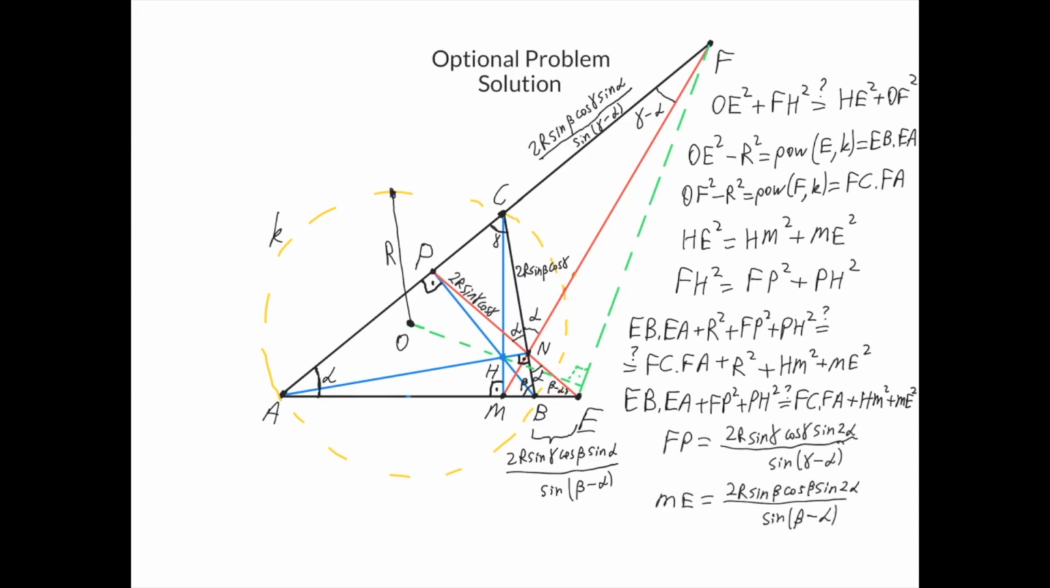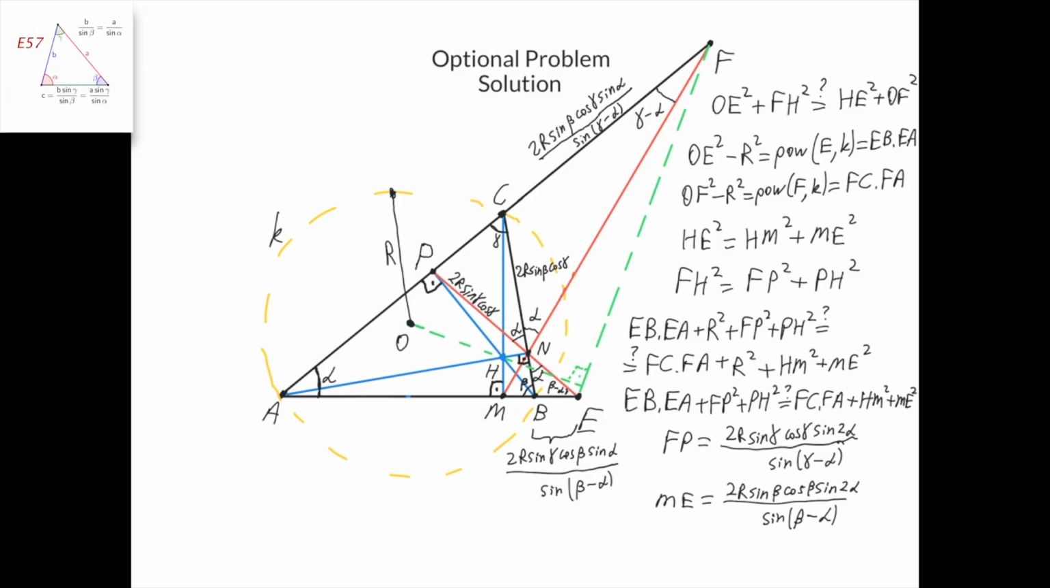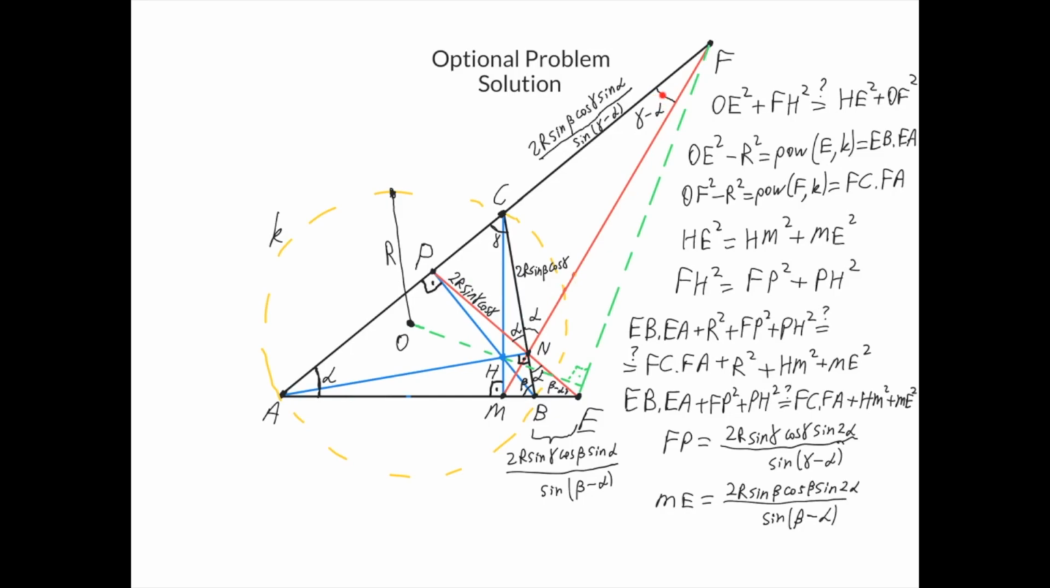Now it's time to find the lengths of FP and EM. We can do this by applying the law of sines for triangles FNP and MEN. After all, we know the angles of these triangles, since if this angle is alpha, then this angle here is also alpha, and we know that this angle is gamma minus alpha. We also know the lengths of PN and NM.